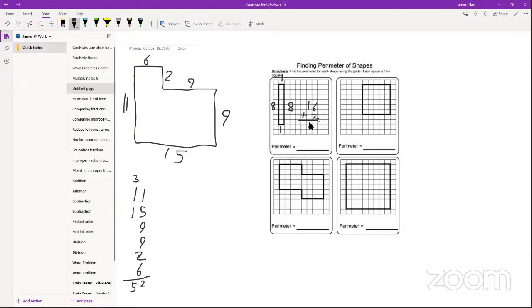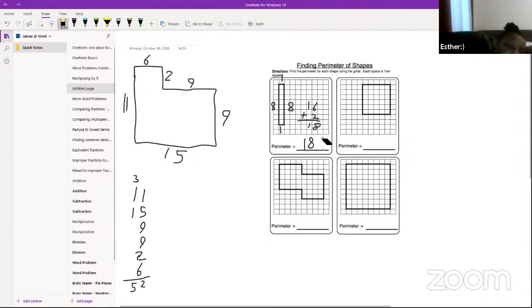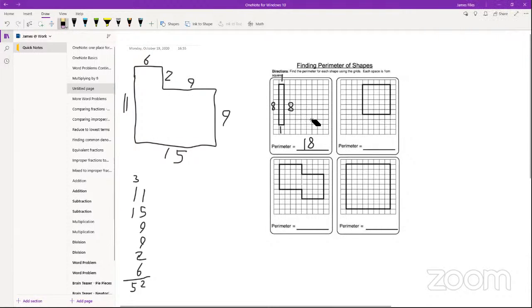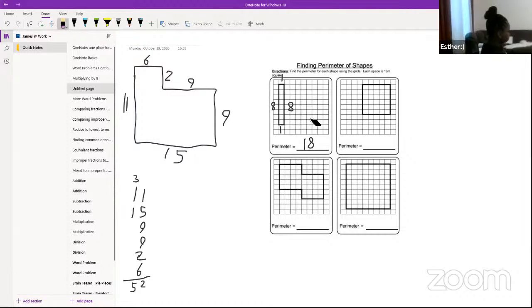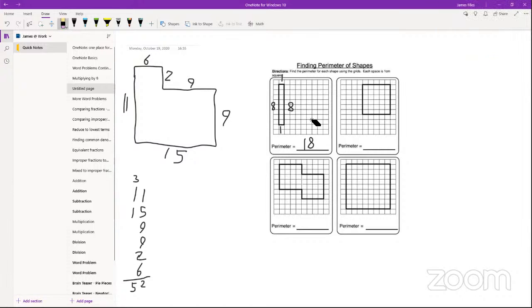Okay, so we add up all the sides. So do you see all these squares in the box, Esther? I don't get it. So you have all of these, like 8, 8. We add up all the sides when we're done. Do you see that top row? It only has 1 on top of it. On the side, it has 8, 1 on the bottom, and 8 on the other side. 8 plus 8, 16, plus 2, gives us 18.